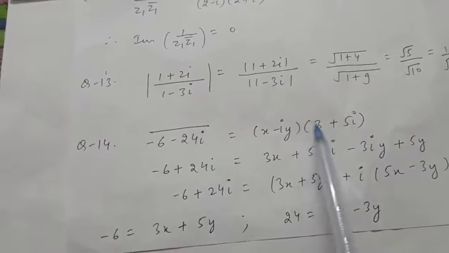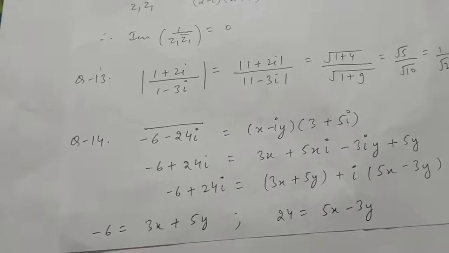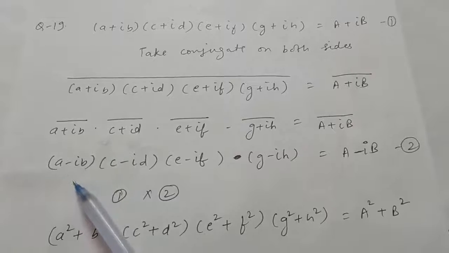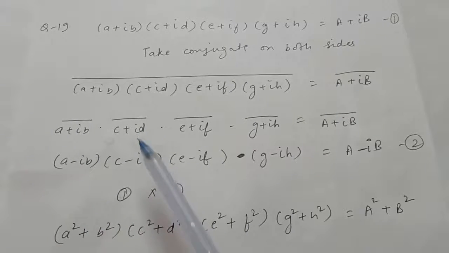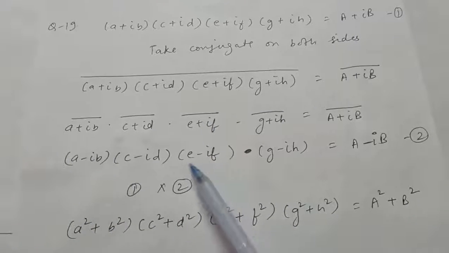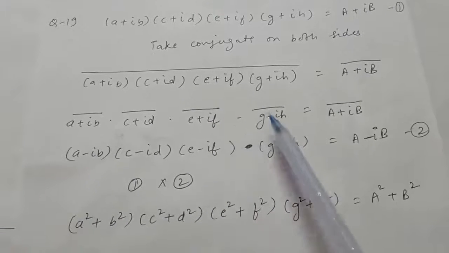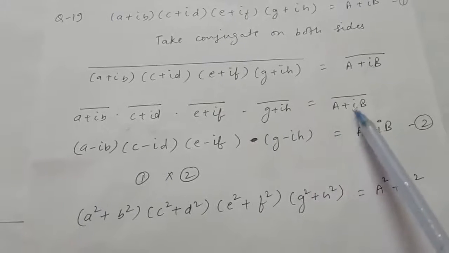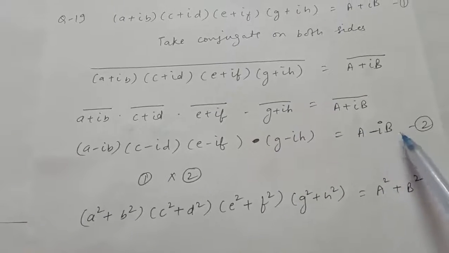In question number 14, they have given that the conjugate of minus 6 minus 24 iota is equal to this. You have to find the values of x and y. Now the conjugate of a plus iota b is a minus iota b. The conjugate of c plus iota d is c minus iota d. The conjugate of this is e minus iota f, into the conjugate of this is g minus iota h, equal to the conjugate of this is a minus iota b.